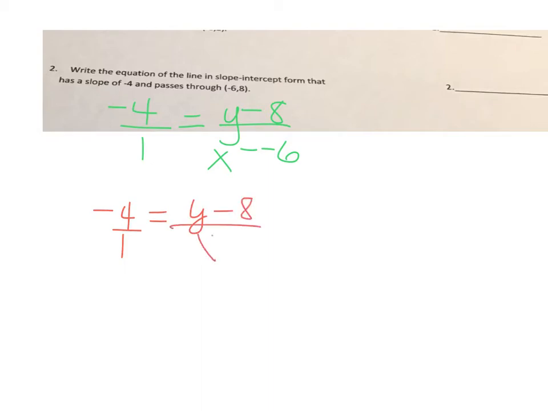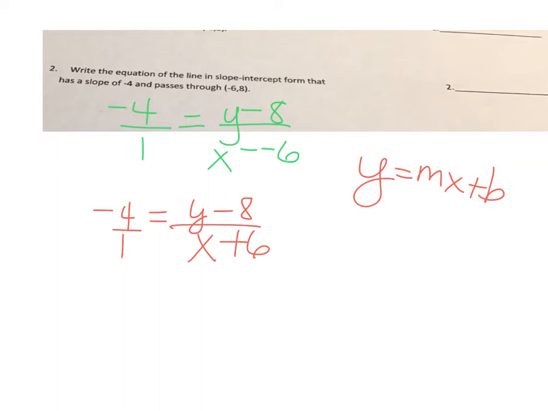Here's problem number 2. Write the equation of a line in slope-intercept form that has a slope of -4 and passes through (-6, 8). This time we already know the slope, so I'm going to plug that in, -4 over 1. They give me my point, so y minus 8 over x minus -6. First, I'm going to make that bottom into x plus 6. I'm still going to slope-intercept form, and I'm ready to cross multiply.